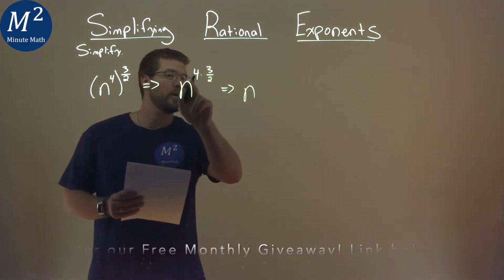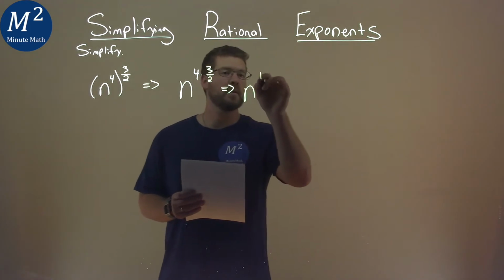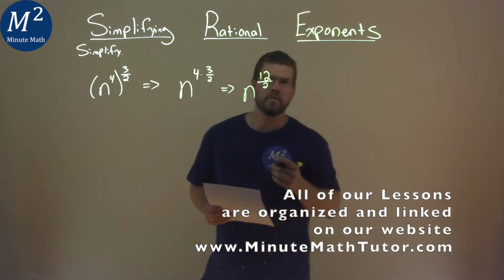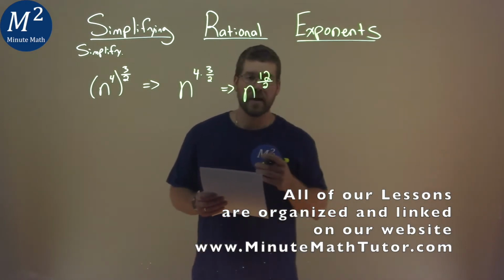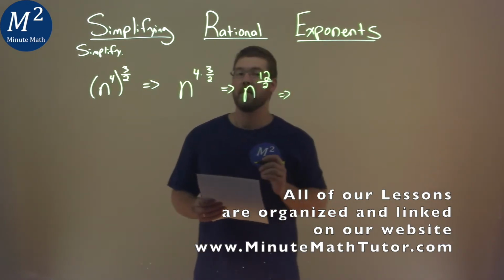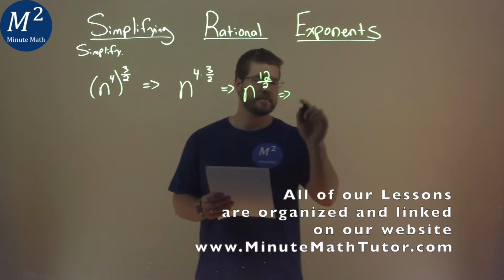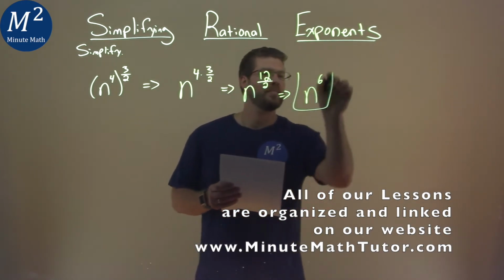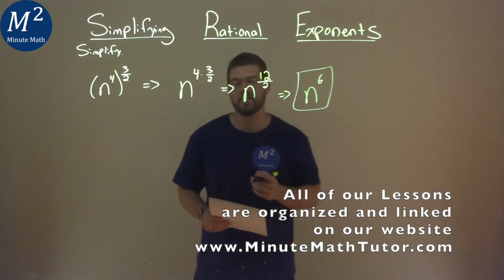We multiply the numerator. 4 times 3 is 12. So we have 12 over 2. Well, 12 over 2 we can simplify as well. What's 12 divided by 2? It's 6. So we have n to the 6th power, and that's it. That is our final answer.